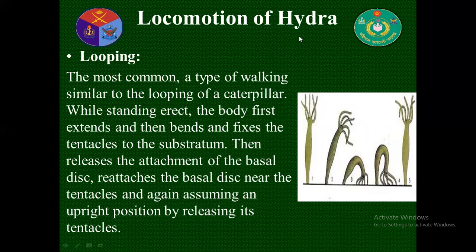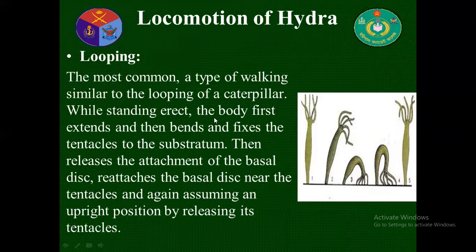Now, locomotion of Hydra. Different types of locomotion are found in Hydra. At first, looping. The most common, a type of walking similar to the looping of a caterpillar. Locomotion is caterpillar type. A caterpillar is one kind of larva of butterfly whose body is segmented and 3 pairs of legs are found. They can locomote by caterpillar type.